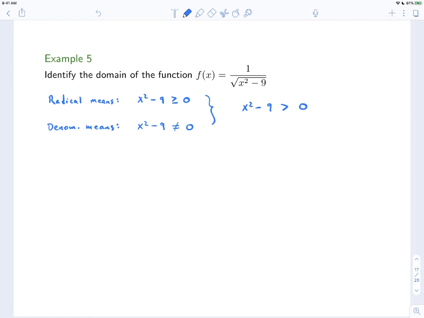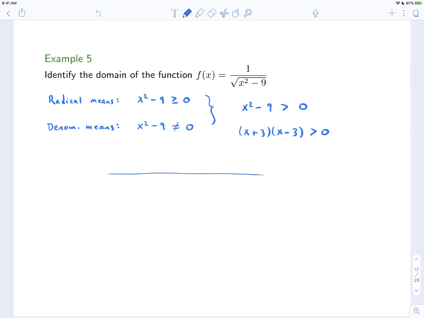So in order to figure out where x squared minus 9 is strictly greater than 0, it helps to look at when it's actually equal to 0. Maybe one way to do that is to factor the x squared minus 9. So if you factor this, this becomes x plus 3 times x minus 3 is greater than 0. x squared minus 9 is the difference of squares. It's x squared minus 3 squared. So we can write that as x plus 3 times x minus 3. Now this will be equal to 0 when x is equal to negative 3 or positive 3.